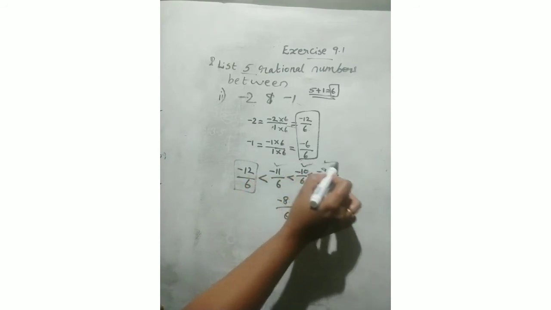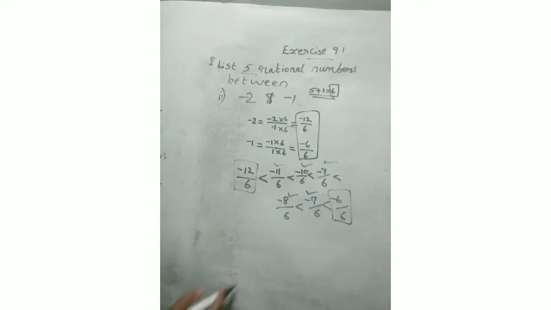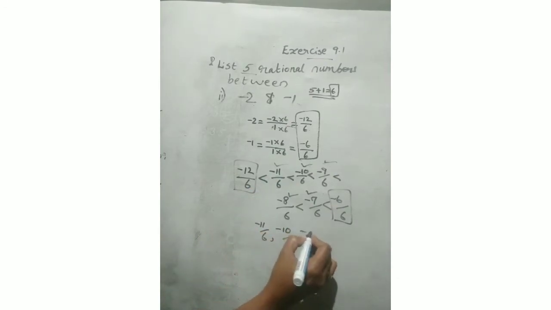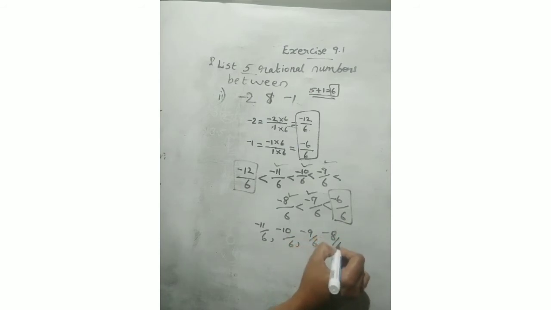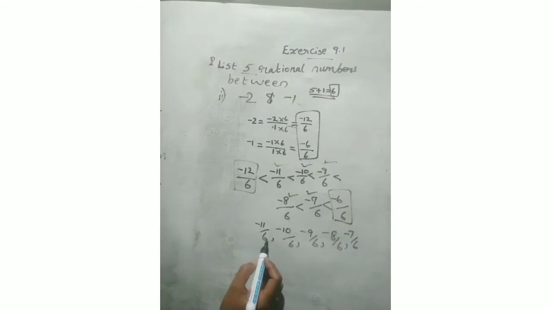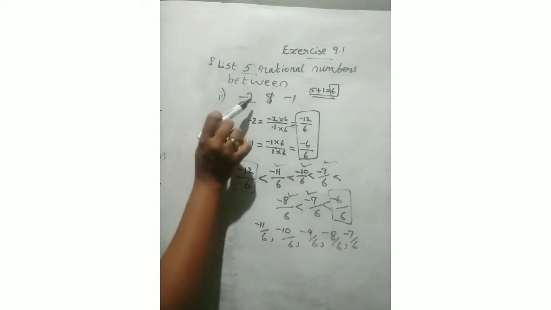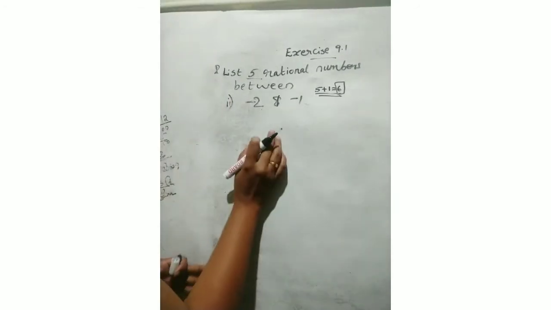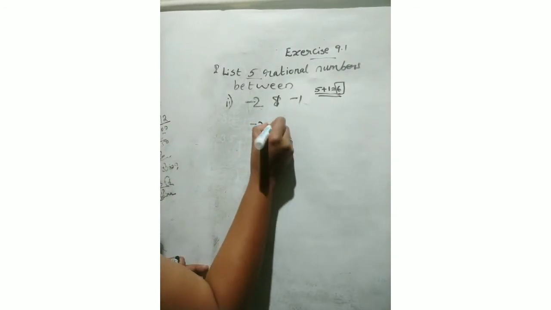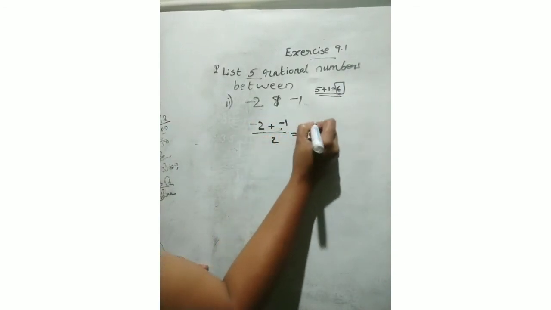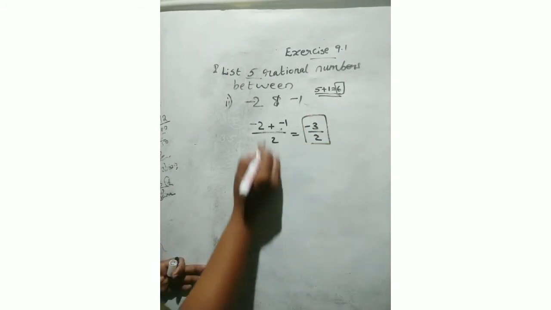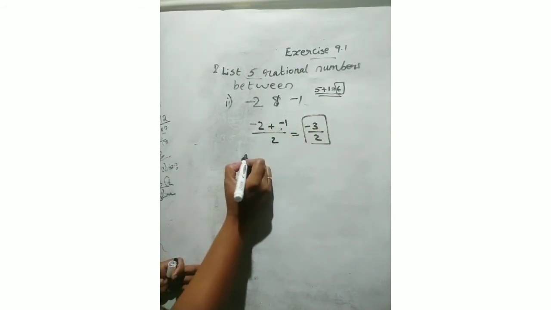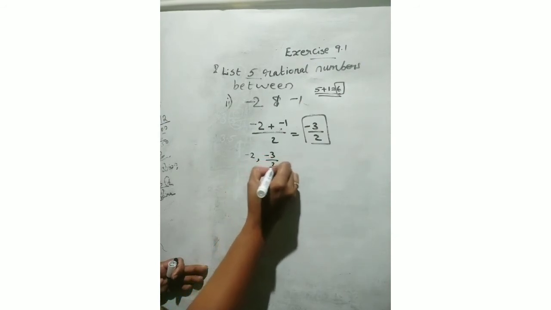Now 1, 2, 3, 4, 5. Now we can say negative 11/6, negative 10/6, negative 9/6, negative 8/6, negative 7/6 are 5 rational numbers between negative 2 and negative 1. Clear? Then next, by the next method, we have to add these two numbers and divide by 2. So negative 3/2 is the new one. Next, the pattern is negative 2, negative 3/2 and negative 1.